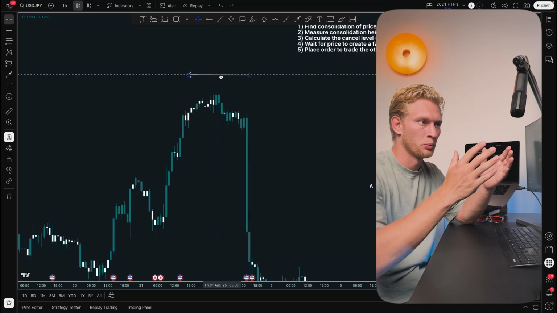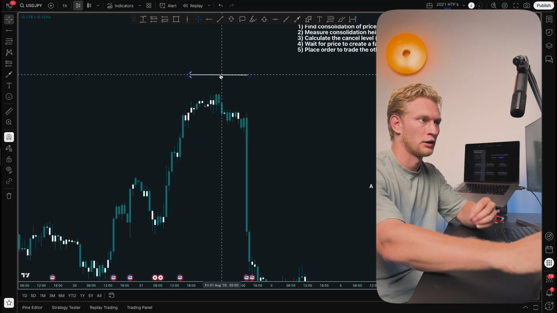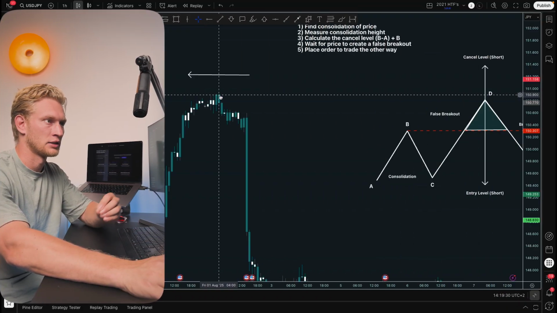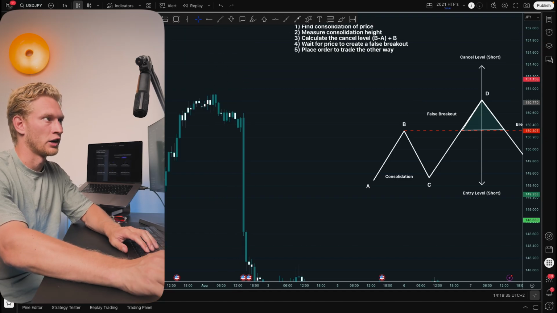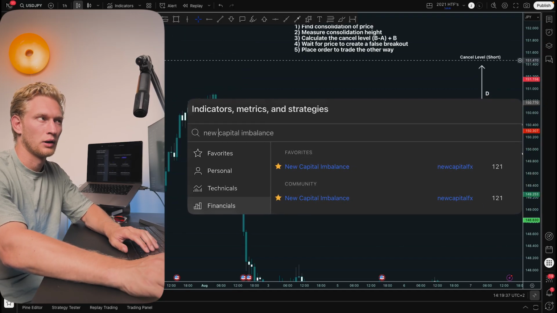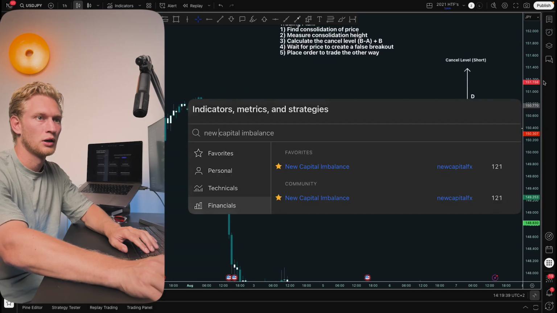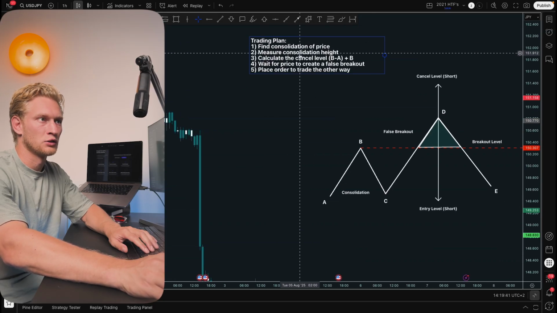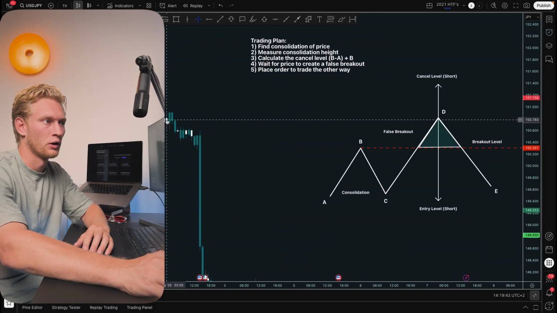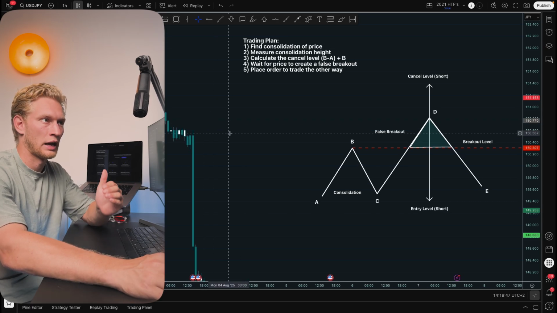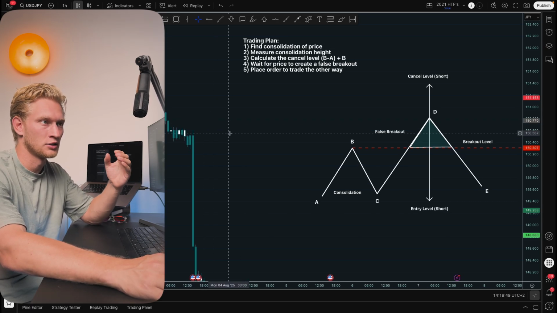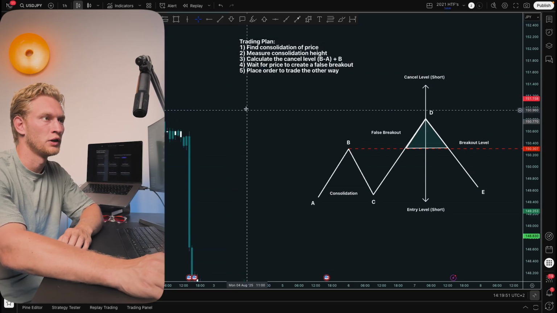It's not something I do by eye. I really want to have a formula, and the formula is this imbalance candlestick pattern that I created. You can find it under indicators, a new capital imbalance, I think it's called. With that said, find consolidation of price. So personally, I look for a longer term imbalance to happen, but I'm gonna dive into it further. Like this whole video, you get nuggets, therefore you should watch the whole video.